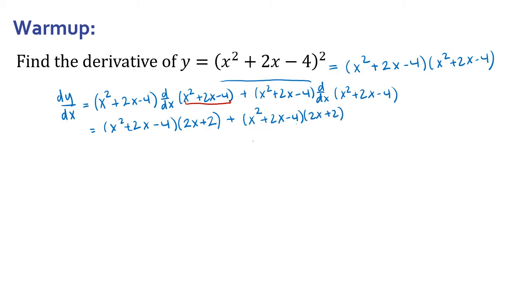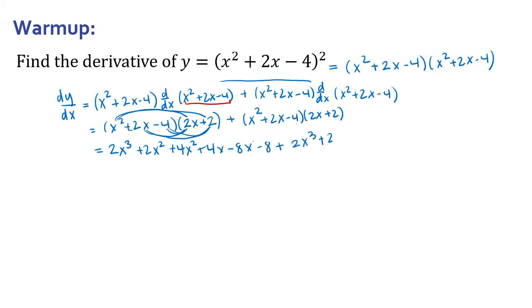All right, so now we've got to multiply this all out. This is going to give us 2x cubed plus 2x squared plus 4x squared plus 4x minus 8x minus 8, plus, and then we'll have the same thing. So 2x cubed plus 2x squared plus 4x squared plus 4x minus 8x minus 8.